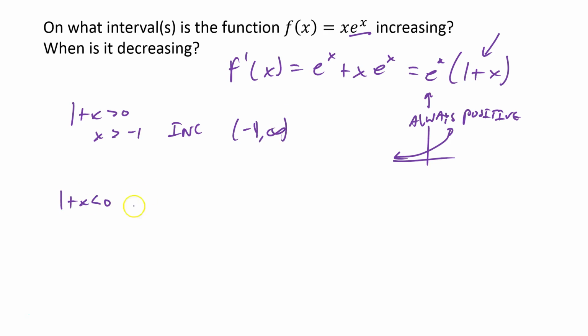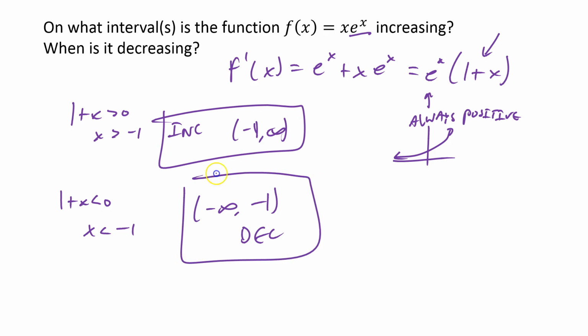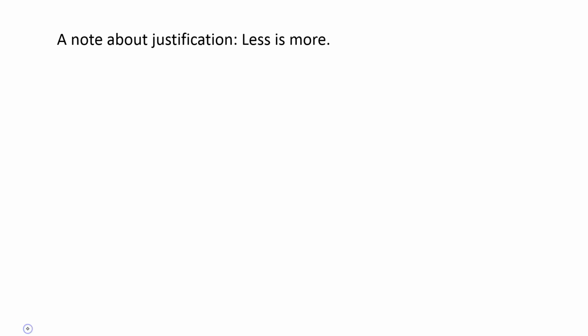And 1 plus x is less than 0 when x is less than negative 1. So from negative infinity to negative 1, we are decreasing. And that's really all there is to it. So just find out when the derivative is positive, find out when it's negative, and that'll tell you when it's increasing or decreasing. So one note I want to say about justification, less is more.